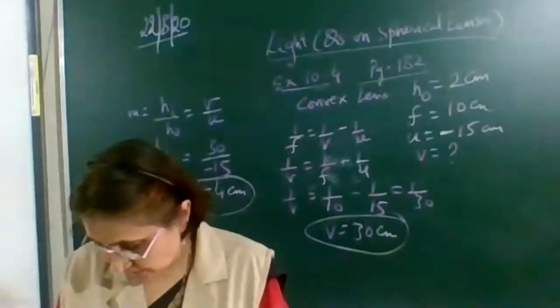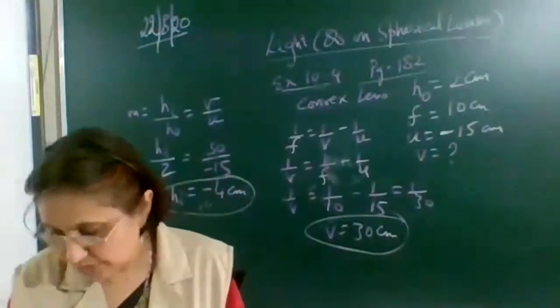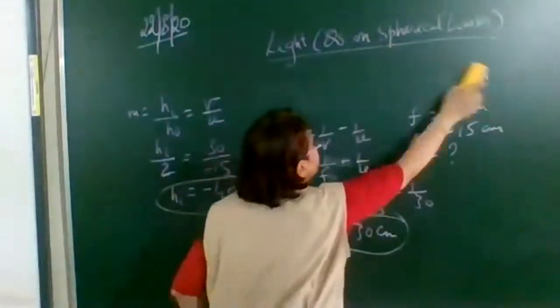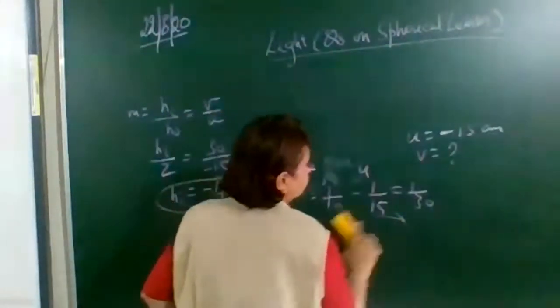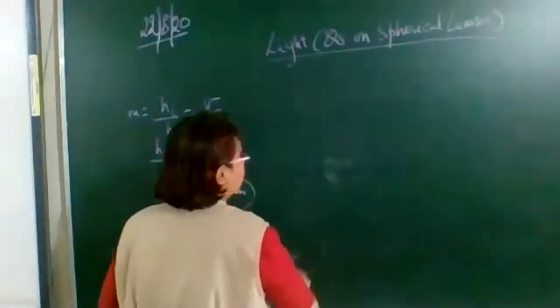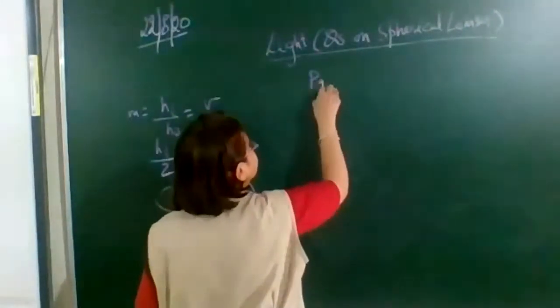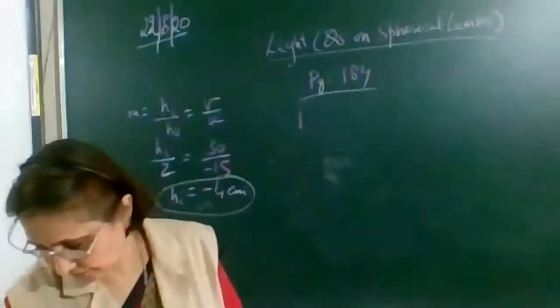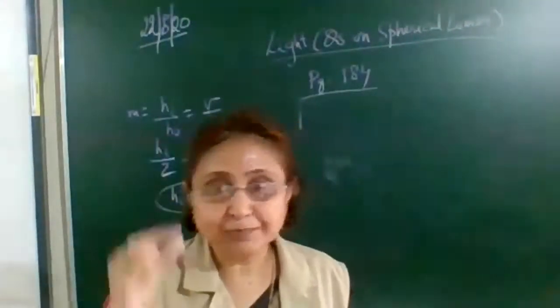Okay, next few more questions I gave you, given on page number 184, unsolved questions. Take out page number 184. Yeah, first question is, define one diopter power of a lens.